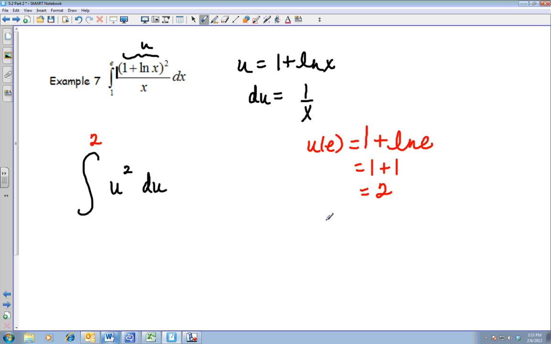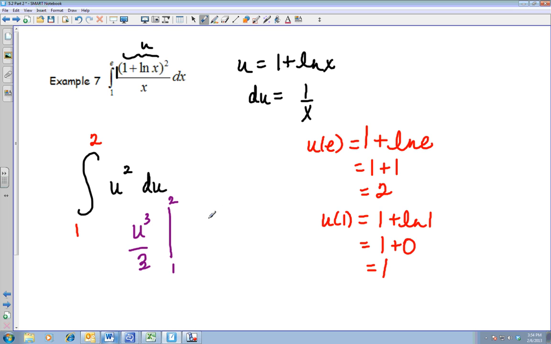Now I'm going to plug 1 in. u of 1 is 1 plus natural log of 1. Okay, the natural log of 1, we should know, is 0. So I have 1. So my new lower limit is going to stay at 1. So now I'm ready to integrate. When I integrate u squared, it's u to the third over 3 from 1 to 2, and I just plug those numbers in. 2 cubed over 3 minus 1 cubed over 3. That's going to be 8 thirds minus 1 third, 7 thirds.